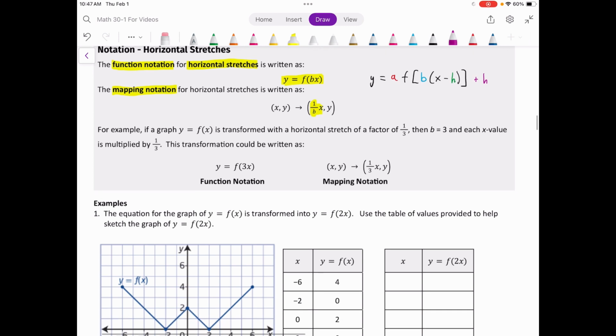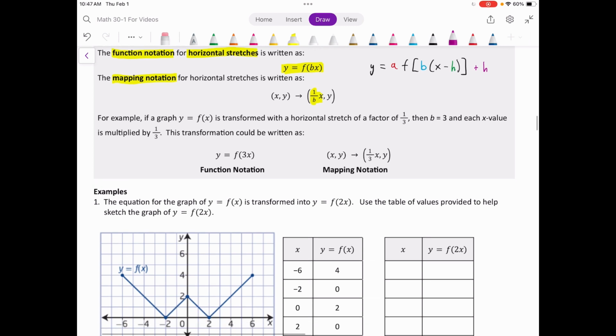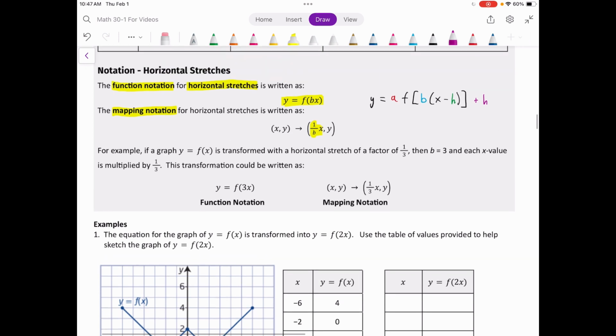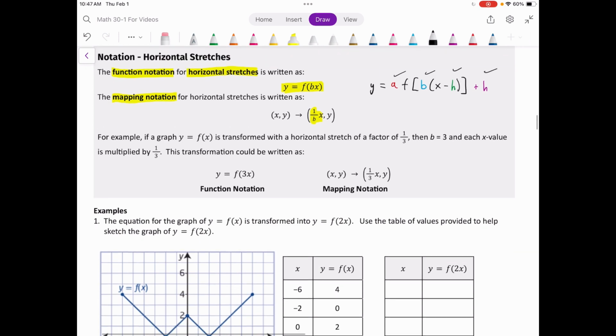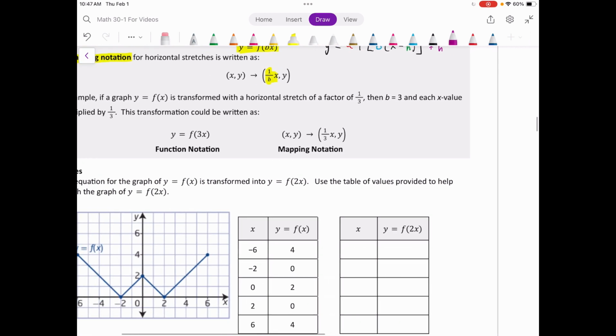Okay, we'll get there. We're just going to focus on horizontal stretches for now, but I just wanted to give you a heads up that we've now seen all of them: a, b, h, and k. Whoops, I wrote h there. That should be a k, of course.